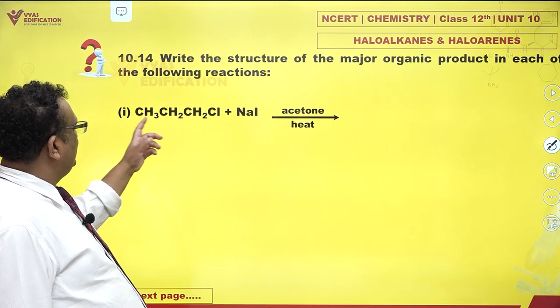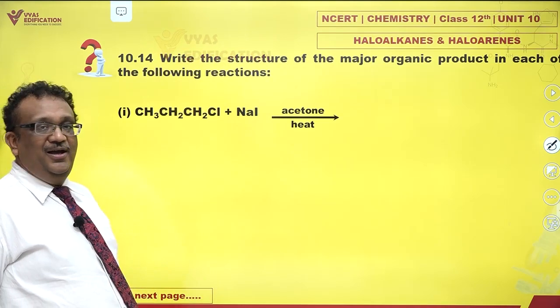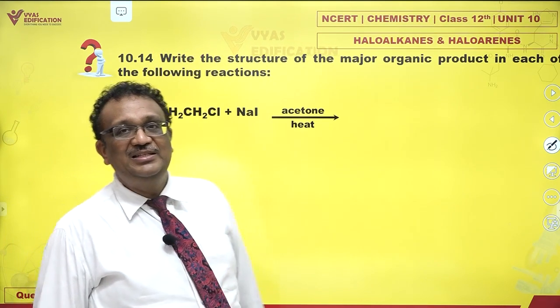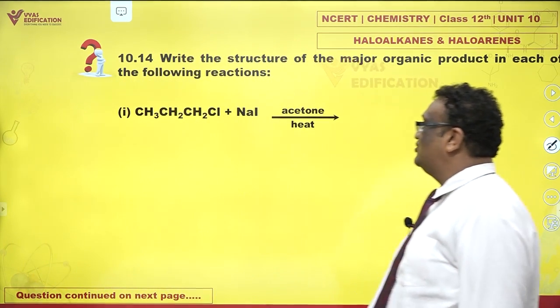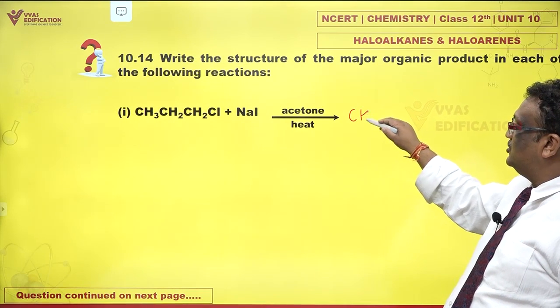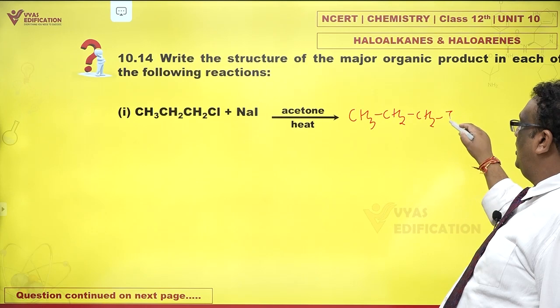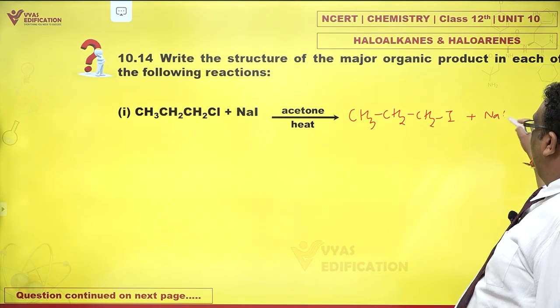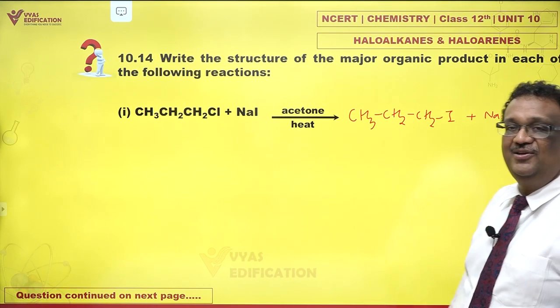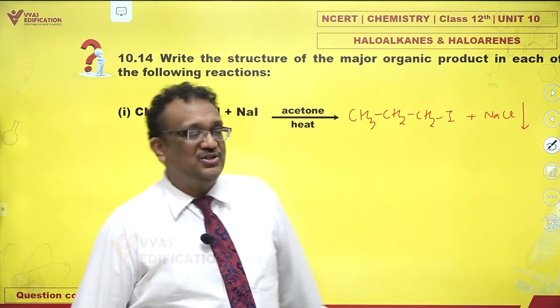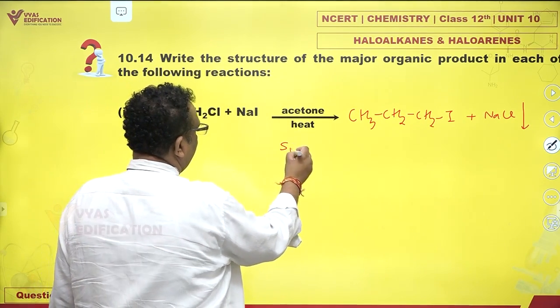You have CH3CH2CH2Cl, NaI in acetone, Finkelstein's reaction. Halide exchange reaction, you get CH3CH2CH2I, and NaCl precipitates out. Finkelstein's reaction, classic SN2 reaction.